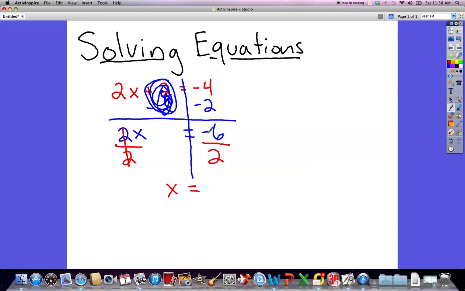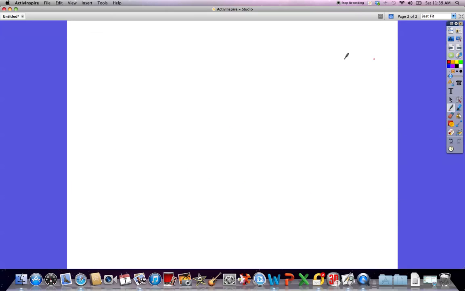And it equals whatever negative 6 divided by 2 is. Well, negative divided by positive is a negative. And 6 divided by 2 is 3. So your answer here is x equals negative 3. Now that was a two-step equation. Seems pretty simple, right? I'm going to give you a couple more to practice on.